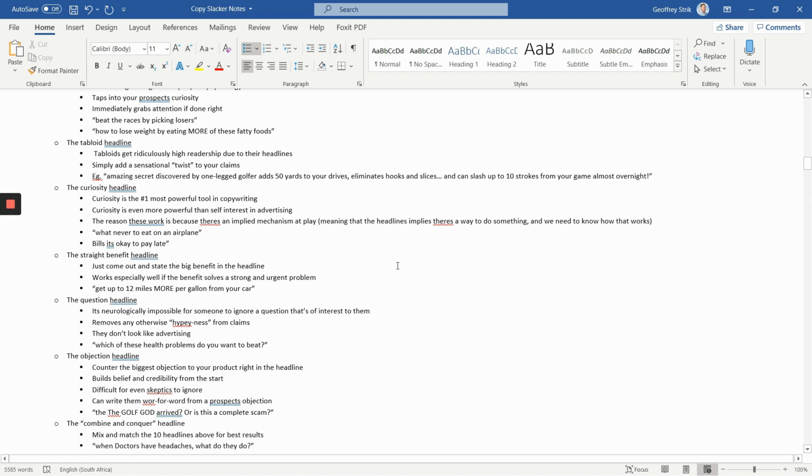The straight benefit headline. Just come out and state the big benefits in the headline. Works especially well if the benefit solves a strong and urgent problem. For example, get up to 12 miles more per gallon from your car.